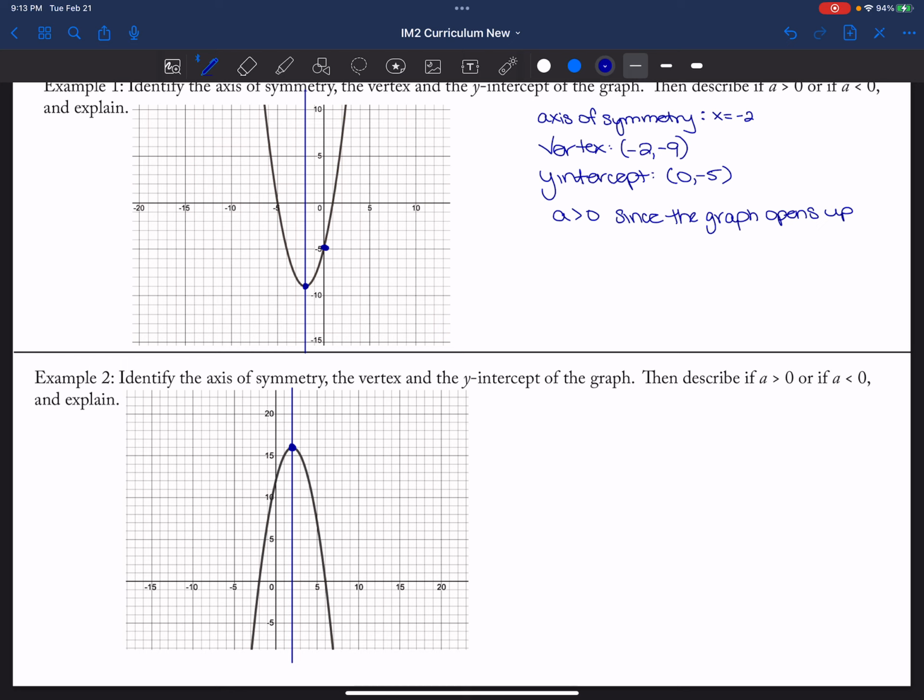Okay, so now axis of symmetry again. And here's my vertex. So my axis of symmetry is x is equal to +2. My vertex is the value of the axis of symmetry, comma, in this case, 16. And then my y-intercept is where it crosses the y-axis. So that is here at my +12, so 0, comma, 12. And then because my graph opens downward, my a has to be less than 0.